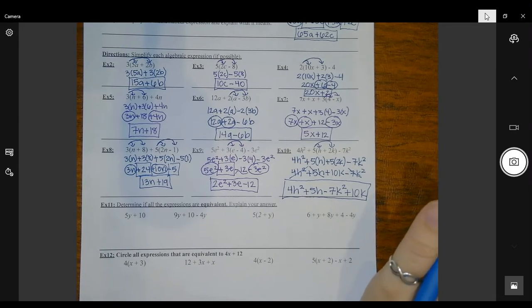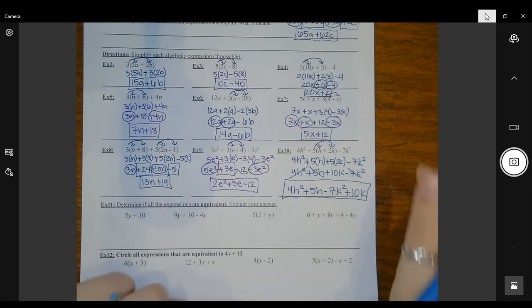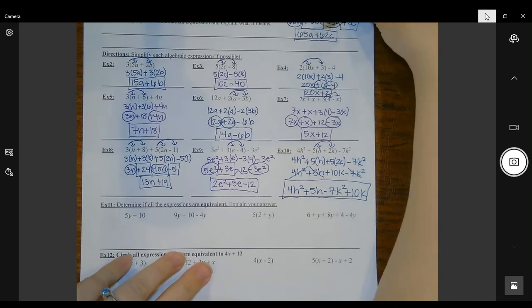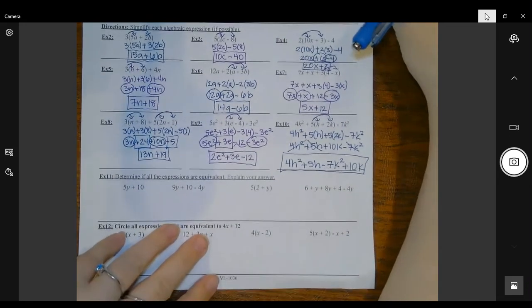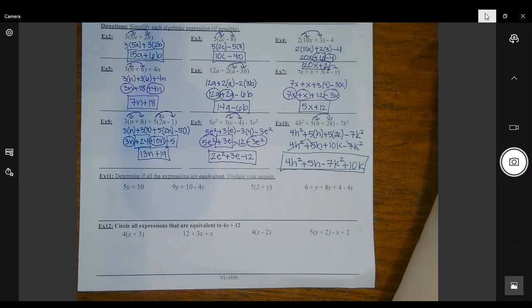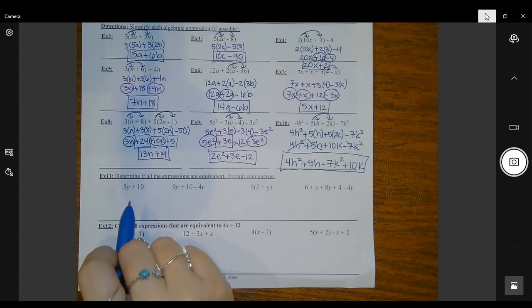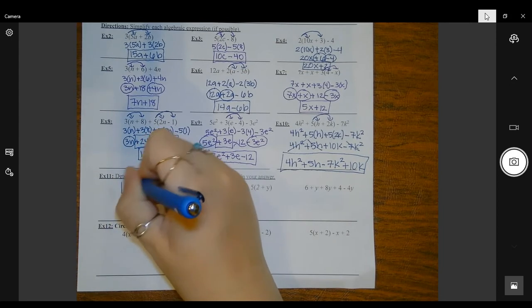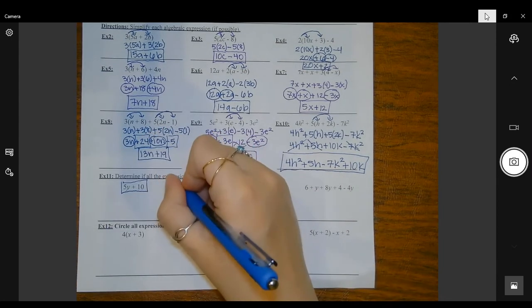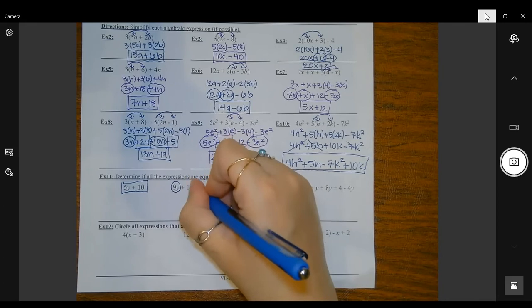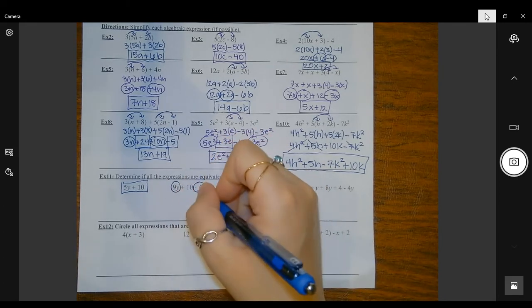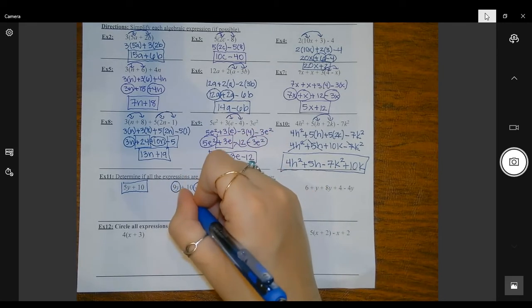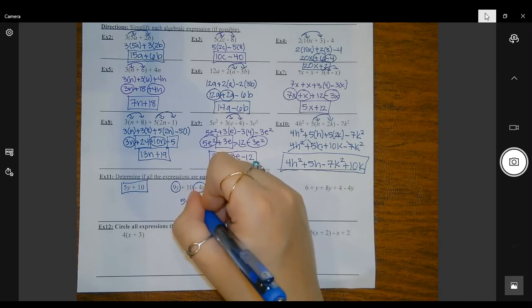Okay, this next one. Let's make sure we pay attention to what the directions are asking. It says determine if all the expressions are equivalent. So first of all, I need to simplify them. Okay, this one, that's a y, that's a constant. I can't simplify it anymore, so this is just 5y plus 10. Here, that's a like term, and that's a like term. So 9 minus 4 is 5y plus 10.